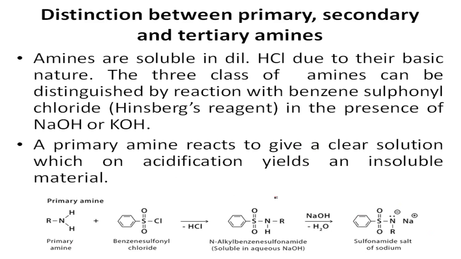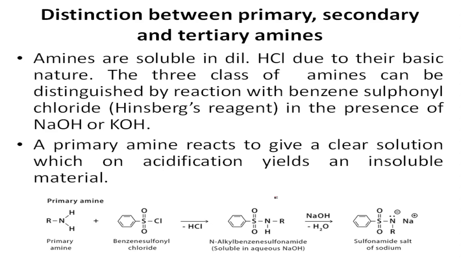The distinction between primary, secondary and tertiary amines. To tell whether an amine is primary, secondary or tertiary, we use the Hinsberg reaction. Amines are soluble in dilute HCl due to their basic nature. The three classes of amines can be distinguished by reaction with benzene sulfonyl chloride, the Hinsberg reaction, in the presence of sodium hydroxide or potassium hydroxide.